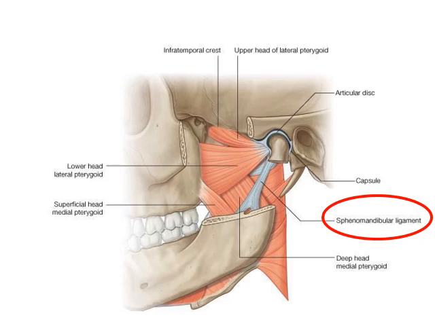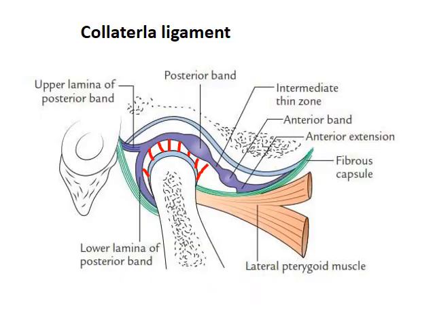Okay, so then further there is an attachment of the muscles shown. There is the upper head of lateral trigoid muscle, lower head of lateral trigoid muscle, superficial head of medial trigoid muscle, and then deep head of medial trigoid muscle. So medial trigoid muscle has two heads, that is superficial and deep, and we have upper head of lateral trigoid and lower head of lateral trigoid muscles. So articular disc is present, capsule is present. So this is all about your anatomy.